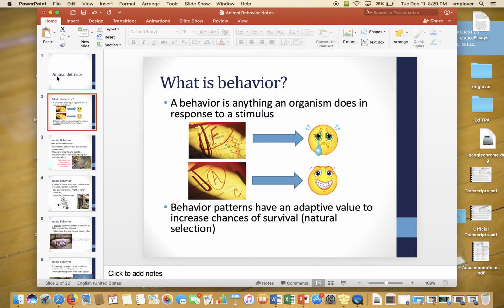Okay, so what is behavior? Well, a behavior is anything an organism does in response to a stimulus. So what is a stimulus? A stimulus is an event or thing that causes a reaction. Okay, so think for just a second with your partner about some stimuli that would cause a response in plants. So what would be some things that plants would respond to?